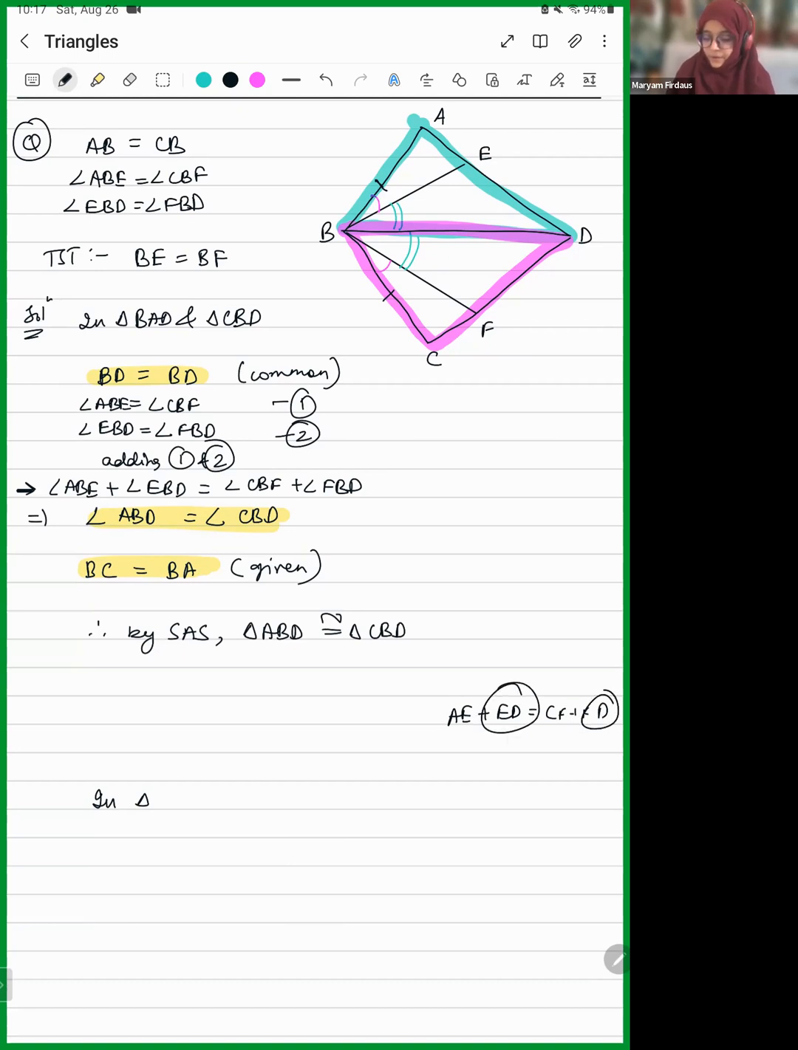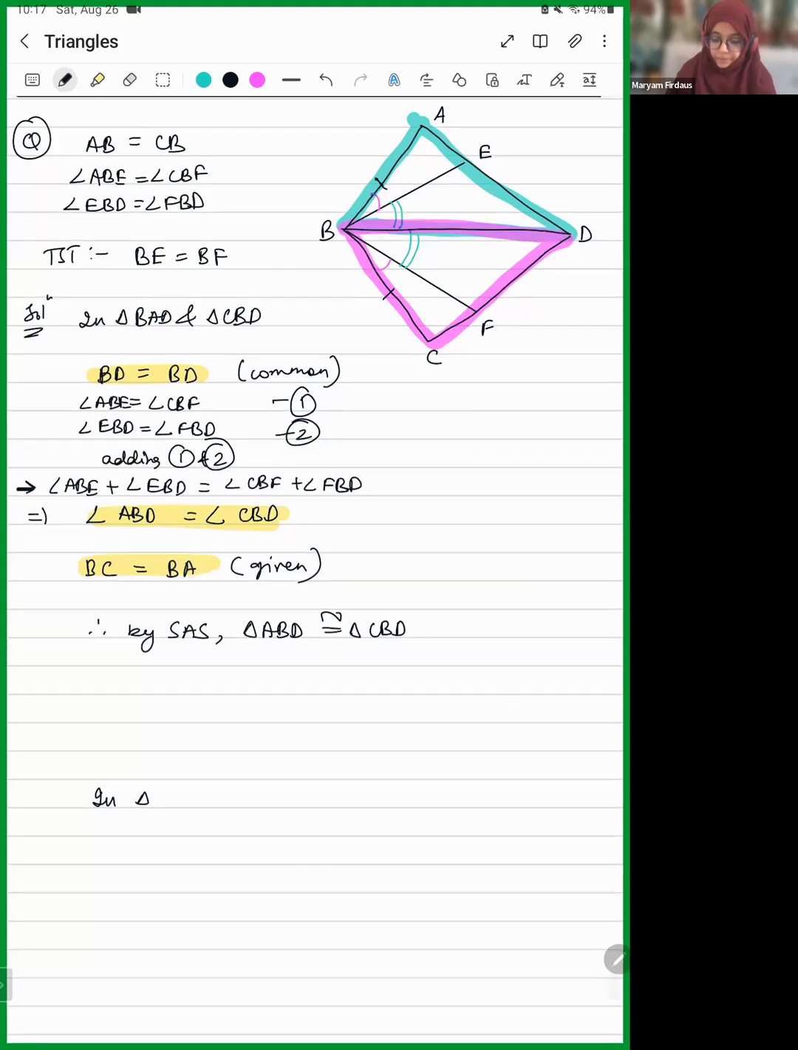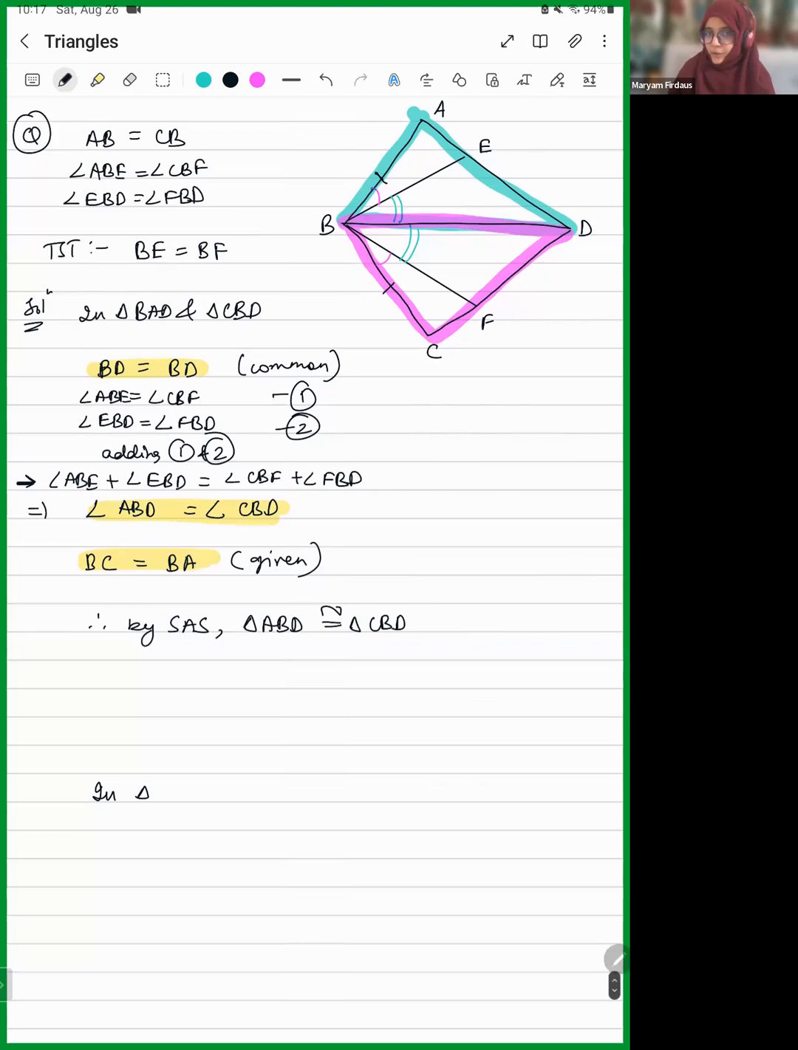No. For example, if I say 2 plus 5 equals 3 plus 4, yes, it is equal, right? 7 equals 7. But that does not mean that 2 has to be equal to 3 or 5 has to be equal to 4. So we cannot imply that their parts will be equal to each other. So we cannot use this. We will come back to the CPCT part in a bit. Leave some 4-5 lines. Okay.